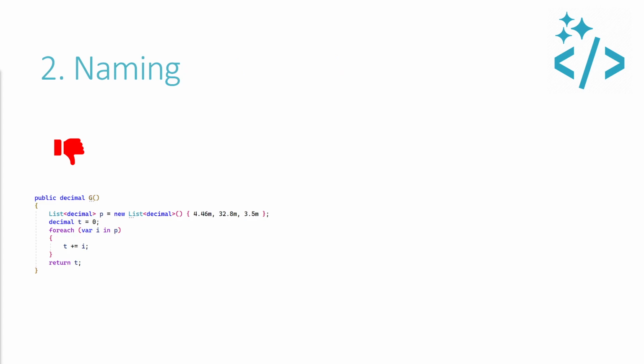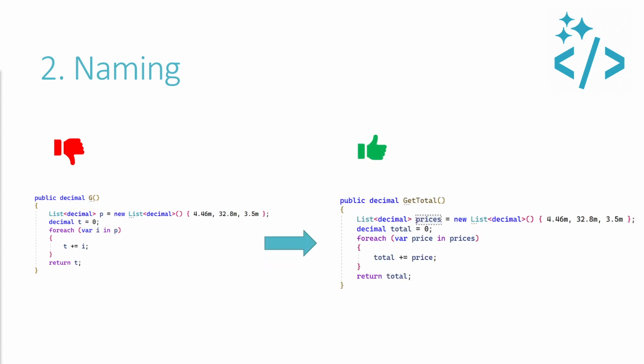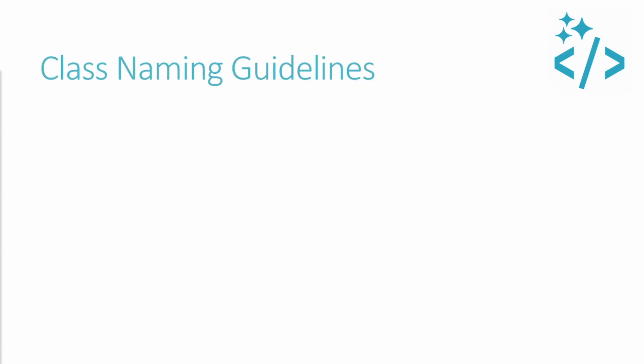Talking about naming, let's see a method name which is not so good an example. So we have here decimal G, which takes a list of P's and returns a T. That's not really a good example. We should strive for giving it a good name. So if I call it get total, we have a good name here, and we have a list of prices, and in the end we return the total price. So this is clear without thinking too much what this method does.